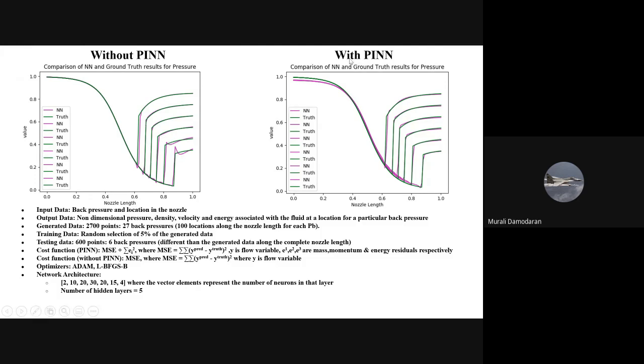But when you train it with the PINN, you can see those spikes are minimized, and it is getting closer. Although upstream there's some deviation, but we are interested in the downstream. I'm sure this also will have an effect on the solution.